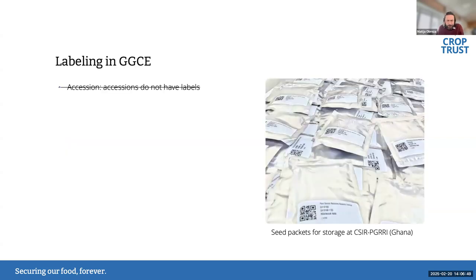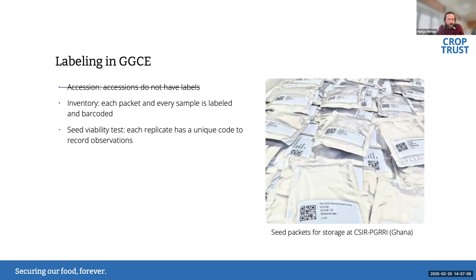All right, so in GGC, obviously, accessions don't have any labels. Inventories are uniquely identifiable, and each packet and every sample should have a label on it. So basically, anything that moves together should have a sticker on it, should have a label, and be barcoded. We have barcoding in seed viability testing, where each replicate gets a unique code, so that when you are recording observations, you just scan the code and key in the observations and move on, so you don't have to look things up or track things or copy things by hand.